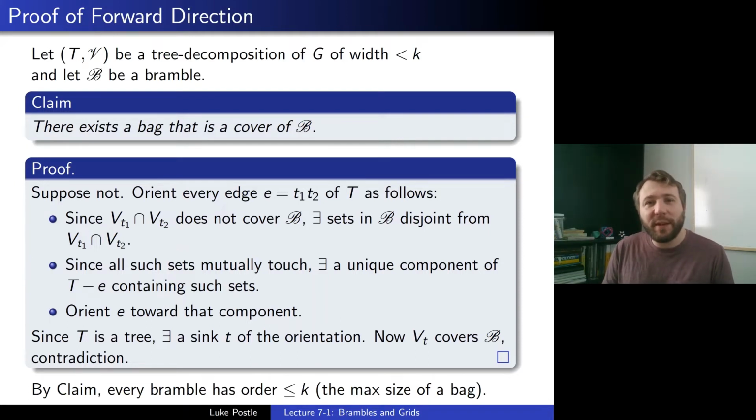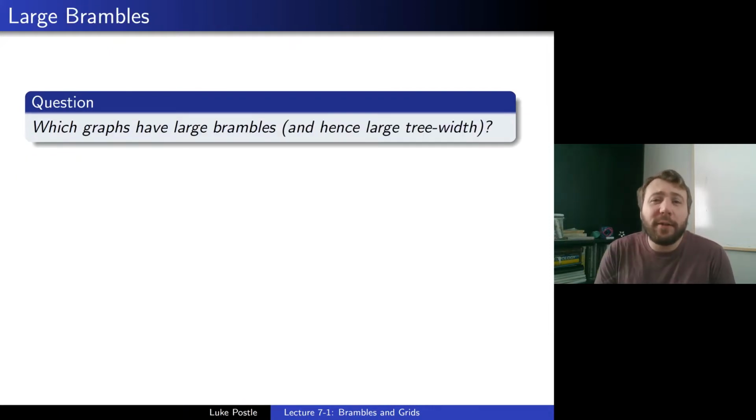Again, next time we'll pick up with the harder reverse direction. But in the remaining time, let's talk a little bit about large brambles. Which graphs have large brambles? We asked which graphs have large tree width, and we came up with this dual object, and we've claimed there's this nice theorem proving this duality. That doesn't really answer the question, since we haven't yet answered which graphs have large brambles.